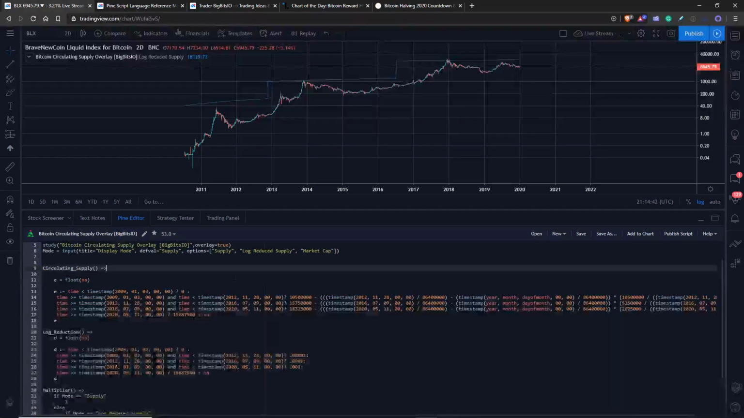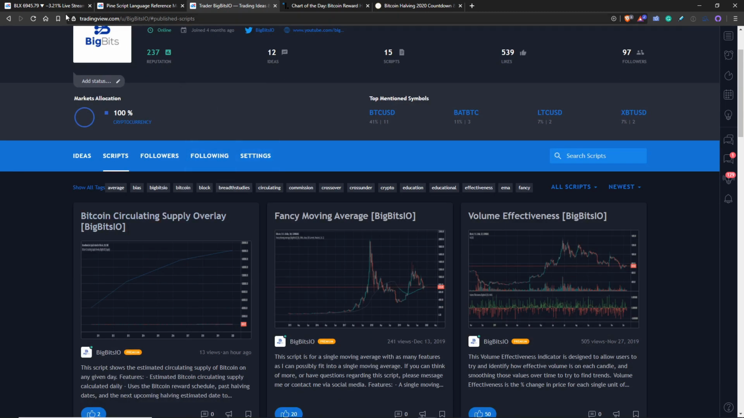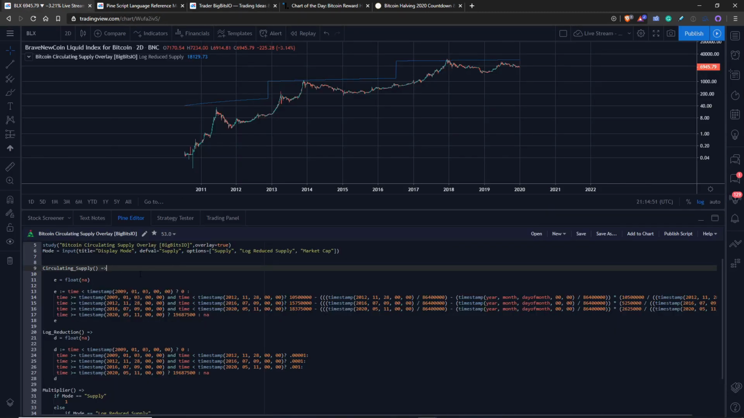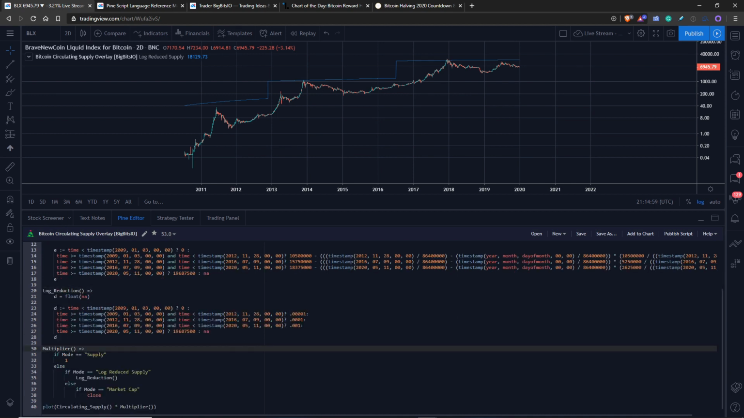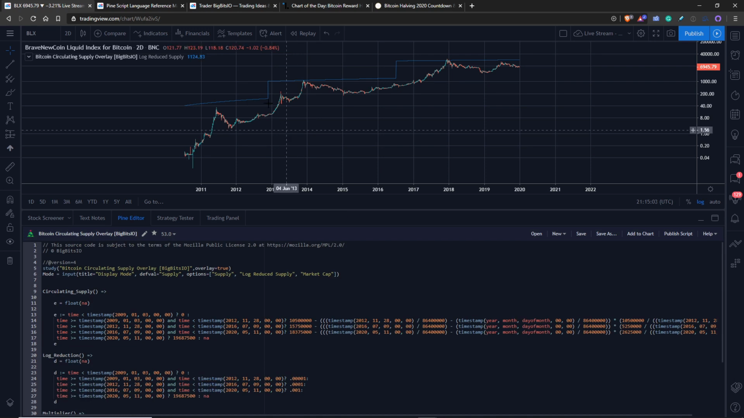Now, as always, you can find this on my TradingView profile, or as I showed you before, you can just search for it. But let's go ahead and take a look. We've created a few functions. The first is circulating supply, log reduction, and a multiplier. And then we only have one simple line for plot. I left it as a blue line. People can change it however they want to. There's nothing else going on here, so it didn't need to have a special style to it, in my opinion.